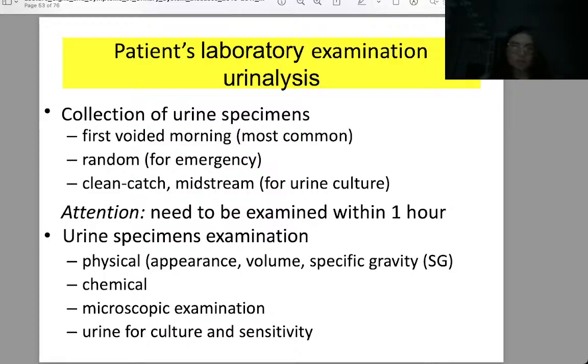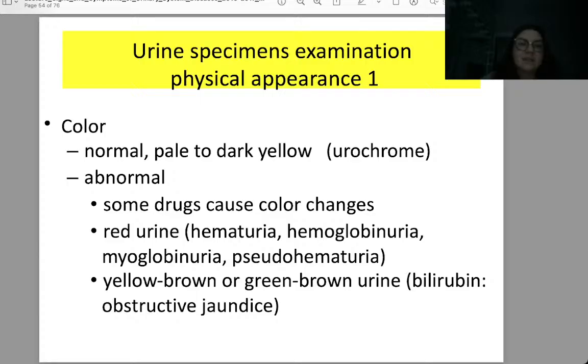Urine specimen examination can be physical, like appearance of urine, volume and specific gravity. Then there is chemical analysis, microscopic examination, and checking of urine for culture and sensitivity. Physical appearance: color can be normal, pale or dark yellow. We name it urochrome. Abnormal types: some drugs can cause color changes. For example, red urine can be in hematuria, hemoglobinuria, myoglobinuria, pseudohematuria. Yellow-brown or green-brown urine is typical for bilirubin increase in obstructive jaundice.